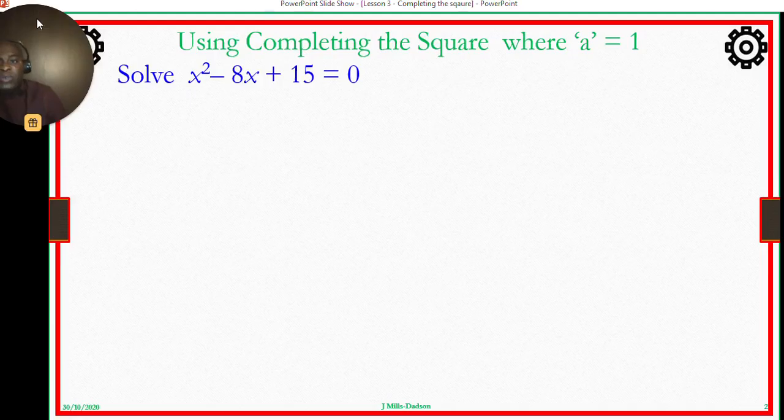How do we solve x squared minus 8x plus 15 equals 0? There are several ways of solving a quadratic equation, but for this session, we are only using completing the square to solve the equation. And there are also different ways of using completing the square to solve an equation. But the method I'm suggesting, because we've learned how to complete the square, is that we just complete the square, then from there we continue to solve the equation.